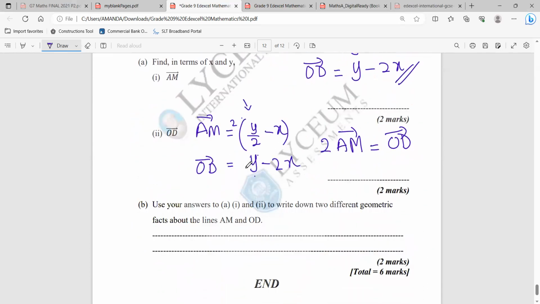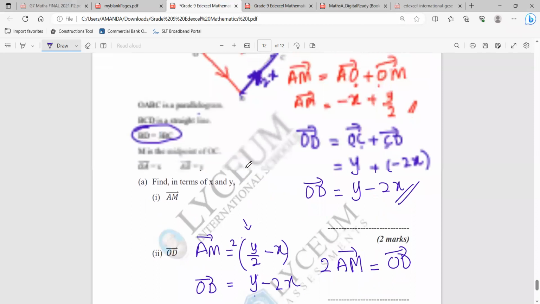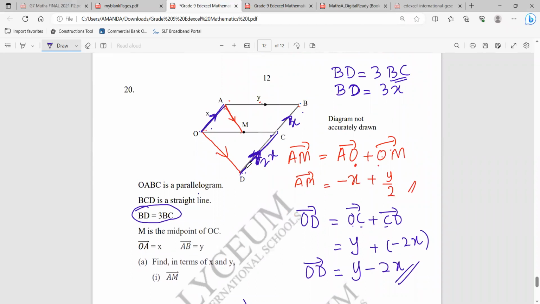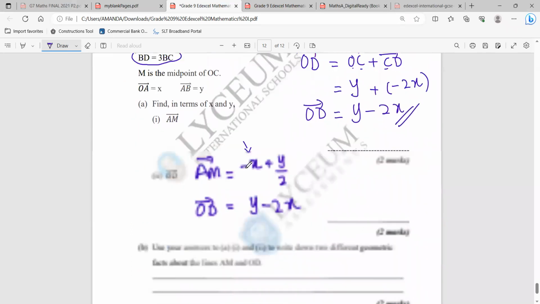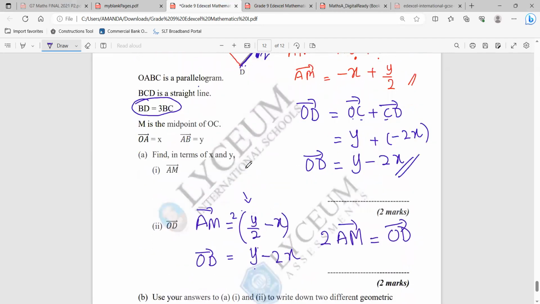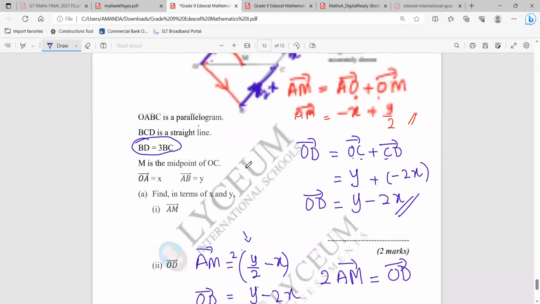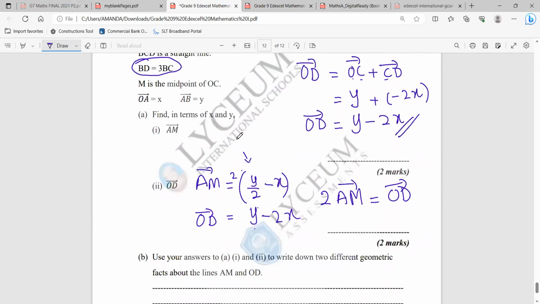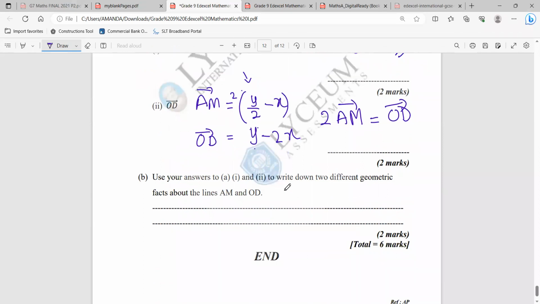So what we can write is the geometry. They're asking for geometrical facts about AM and OD. So OD equals 2 AM, that's the first fact. And the other fact we can write about this is AM and OD are parallel. I hope you have learned that as well. When you have two vectors in this form, they're parallel. So this is the end.